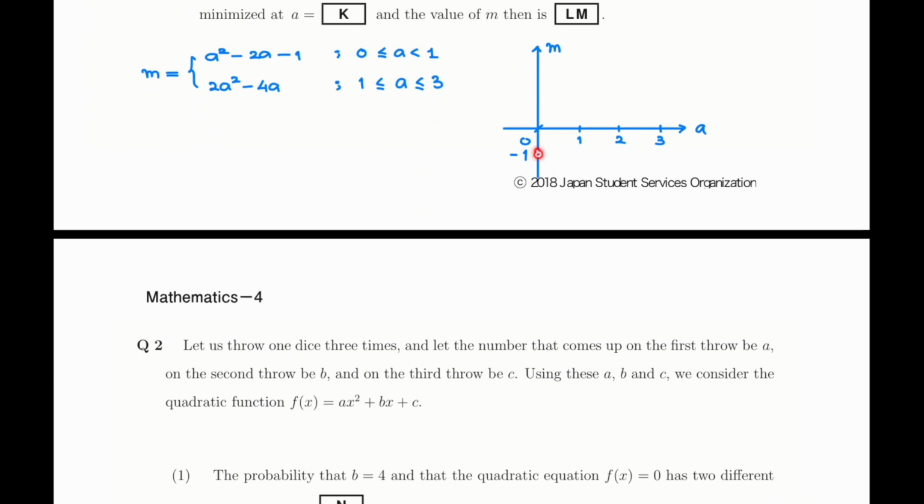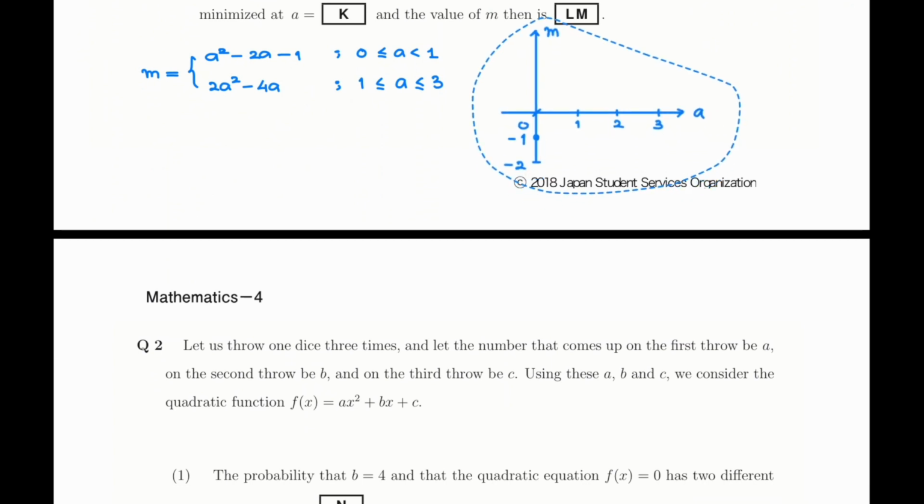And then when a equals 1, if you substitute a equals 1 here, you will get 1 minus 2 minus 1, it is minus 2. You can also substitute 1 into the second equation. You will get 2 minus 4, which is also negative 2. So when a equals 1, m is negative 2, I assume negative 2 is over here. This is our second coordinate.